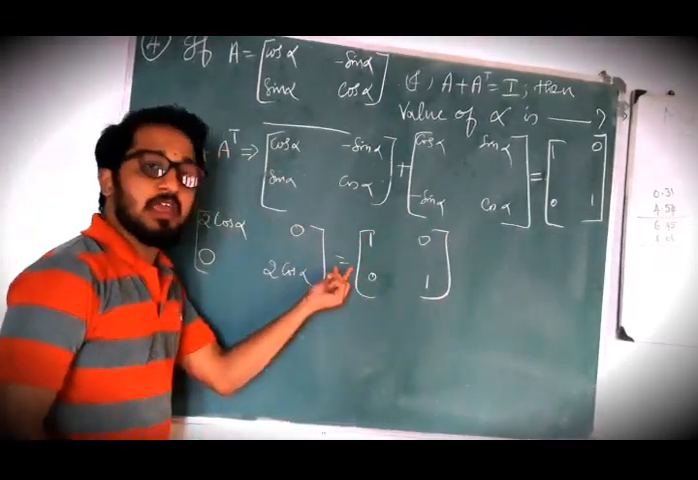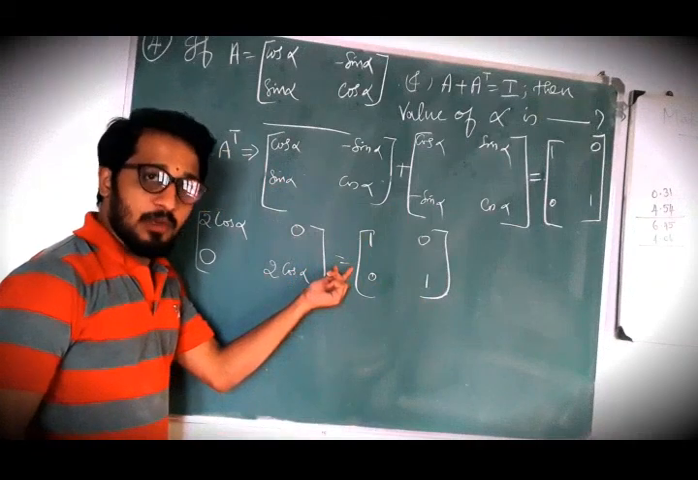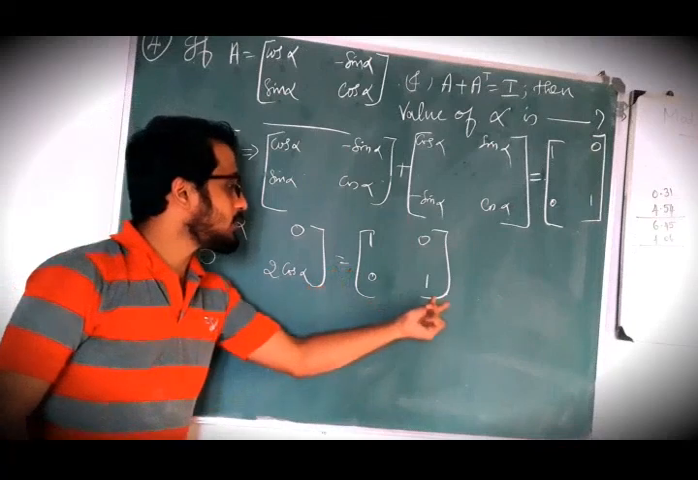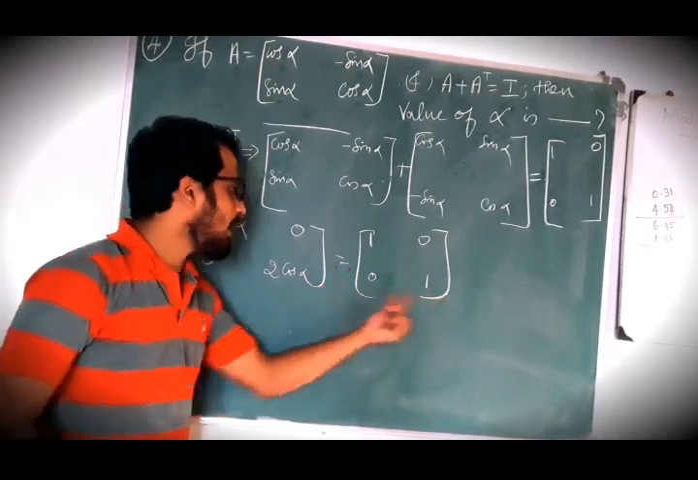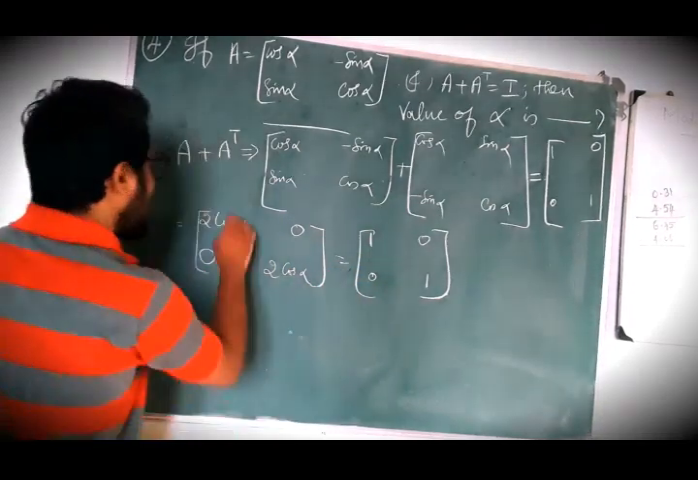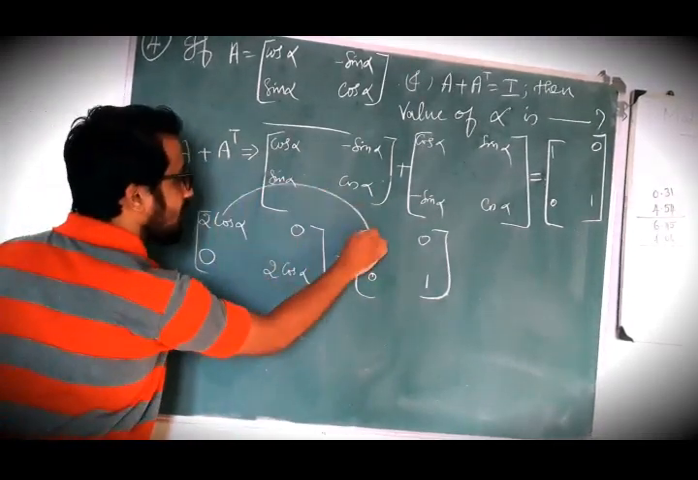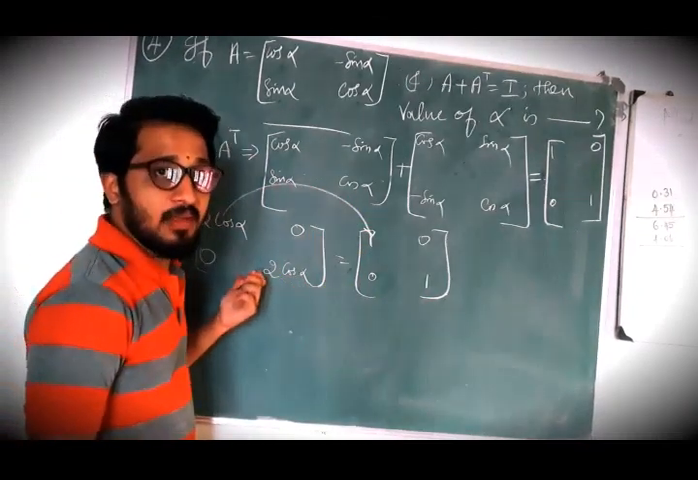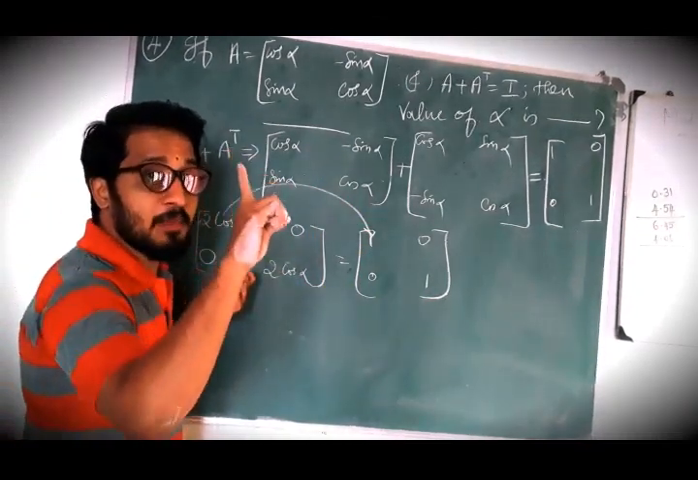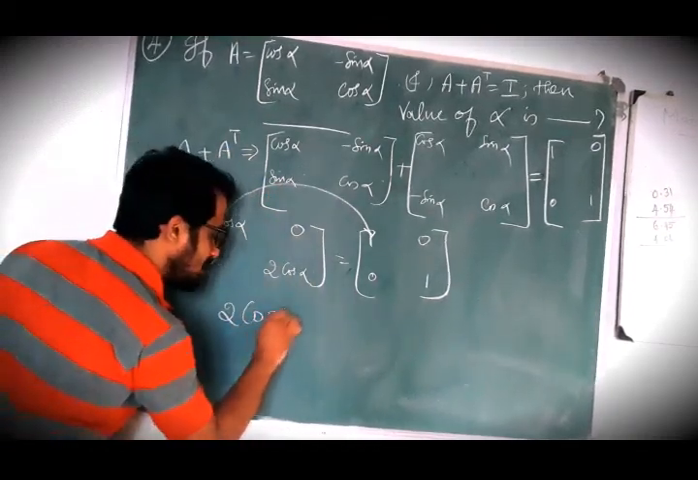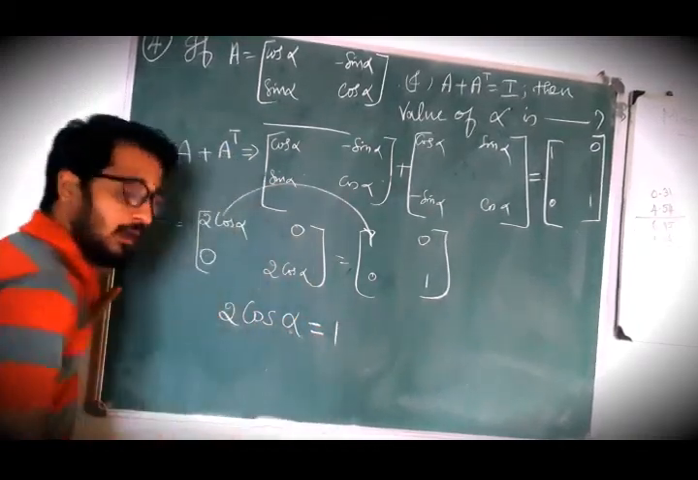Now, definition of equal matrix. If two matrices are said to be equal, first the order should be the same. Yes, the orders are the same, and corresponding elements are also the same. That means I have to equate 2 cos alpha is equal to 1 so that I can find the value of alpha. Previous episode we have seen the same concept, that is 2 cos alpha is equal to 1.